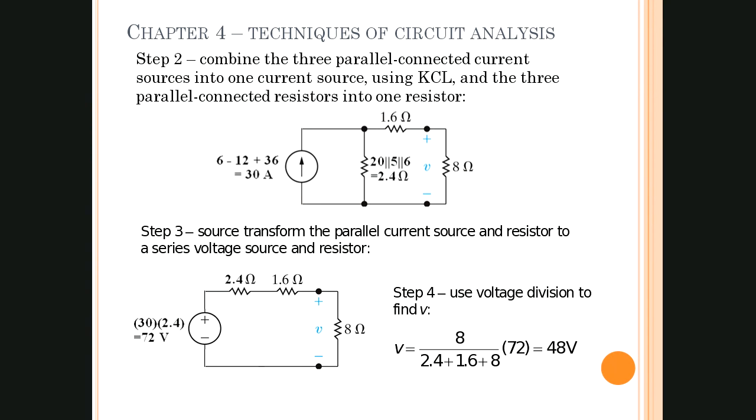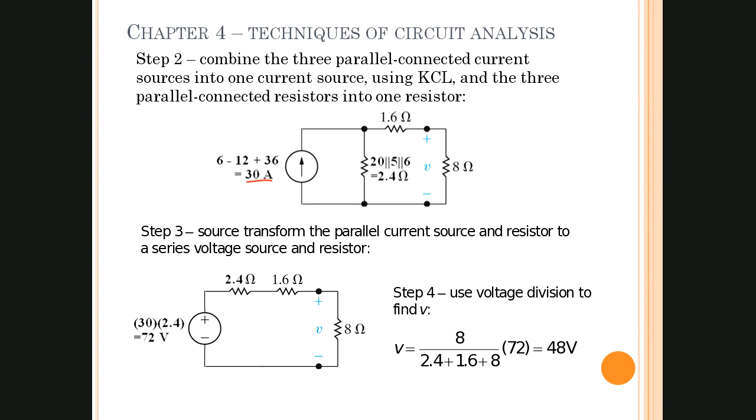And I didn't look at the individual values, but there it is, 6. We had minus 12 and 36. And so we have 30 amps going in this direction. Now we're still left with that resistor network on the far right. Now we're looking for the voltage across that 8 ohm resistor.